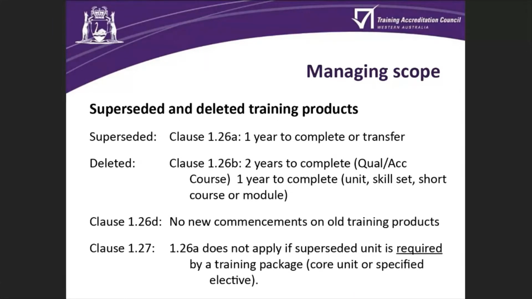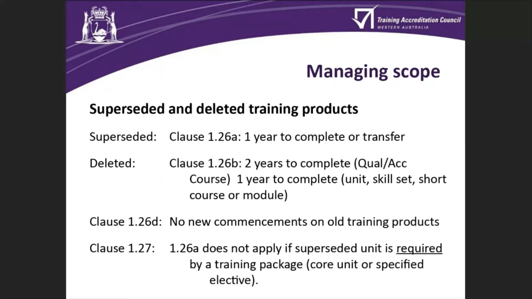So, for example, if a course is superseded, then you have 1 year to complete those who are already enrolled, or to transfer those who are continuing on beyond that year. So if a qualification is superseded, you have 1 year to transition from the old to the new. If it's deleted, then it's a somewhat different circumstance. Again, it's only 1 year for you to complete, but you don't transfer because it's deleted now, it's not been superseded, if it's a unit or a skill set or a short course or a module.